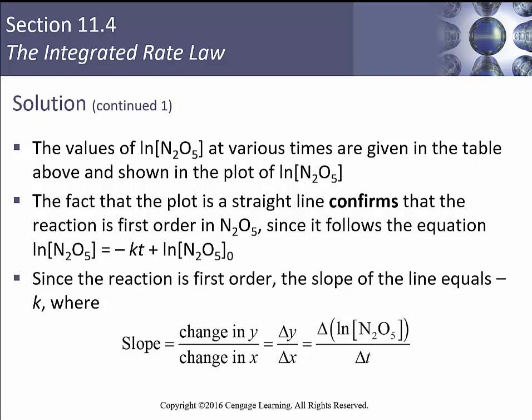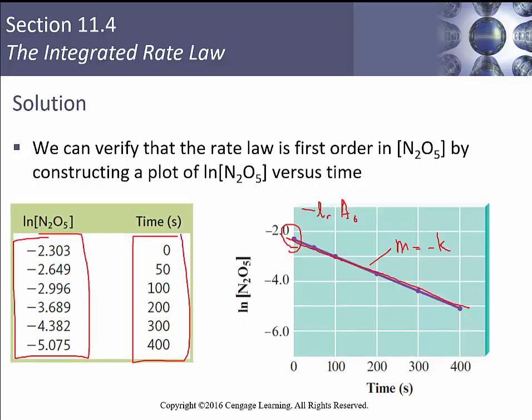Since the reaction is first order, the slope of the line is just going to be change in y divided by change in x, or delta y over delta x, or the change in the natural log of the N2O5 over the change in time. So in other words, you can pick one of these and one of these, get a delta y, and the corresponding x values and get a delta x. Right? If it's a nice, neat straight line.